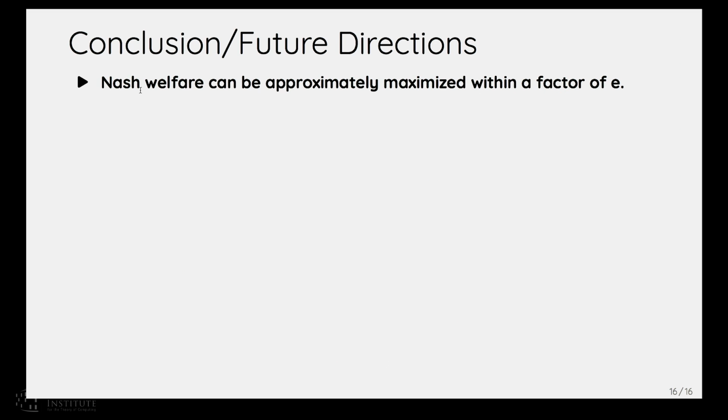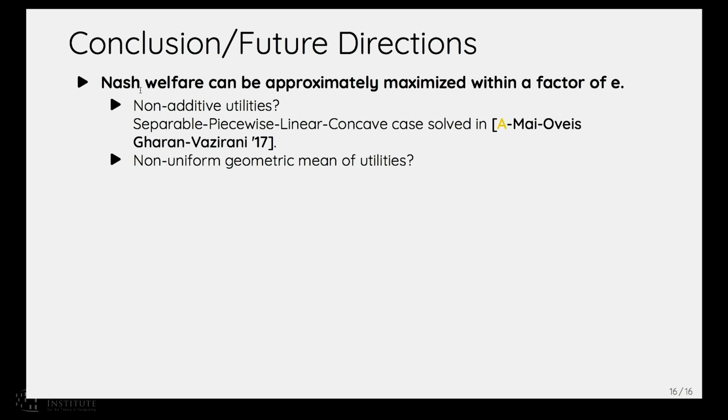So, conclusions. We have shown that Nash welfare can be approximately maximized within a factor of e. There are some open directions here. For example, what happens to non-additive valuations? If each person has maybe a submodular valuation or other types of valuations, what happens? We have shown some partial results here. We have shown that if people have separable piecewise linear concave valuations, then you can still get a constant factor approximation.